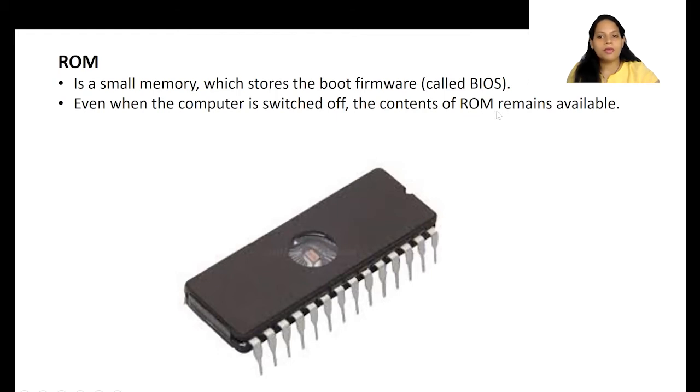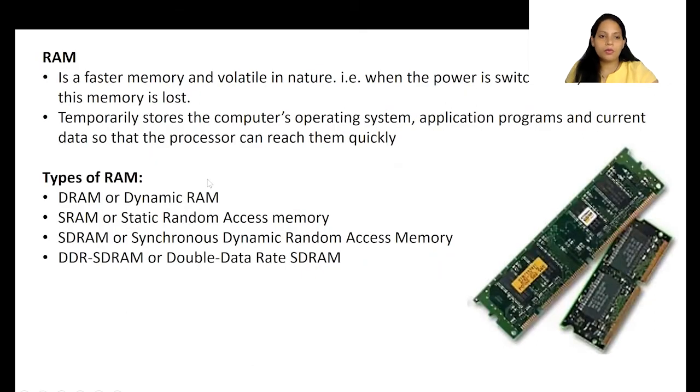ROM is read-only memory, and even when you switch off the computer, the content remains available, which means it is not volatile. The next one, which is RAM, random access memory, is a faster memory and volatile in nature. What we mean by volatile is that whenever you switch off the computer, whatever you have stored in this RAM gets erased. That is, when the power is switched off, the memory is lost. It temporarily stores the computer's operating system.